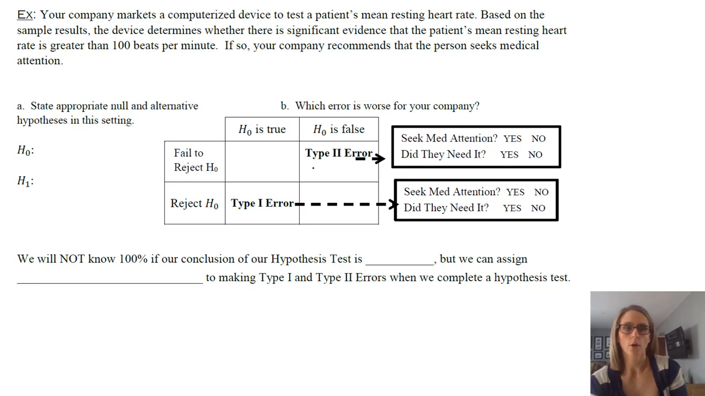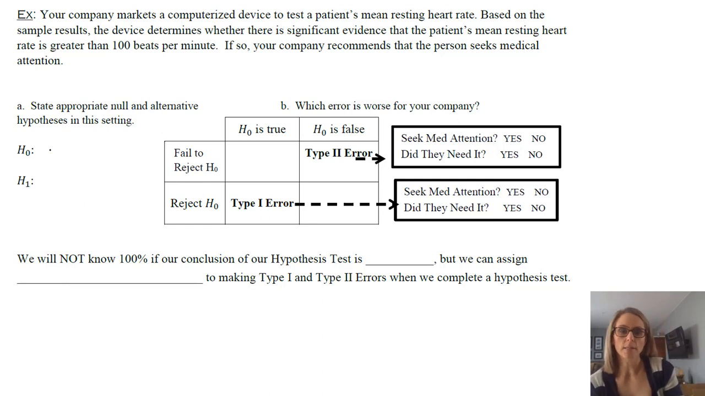Okay, I promise we are almost done. All right. Your company markets a computerized device to test a patient's mean resting heart rate. Based on the sample results, the device determines whether there is significant evidence that the patient's mean resting heart rate is greater than 100 beats per minute. If so, your company recommends that the person seek medical attention. Okay, so sometimes type 1 and type 2 errors are more or less dangerous.